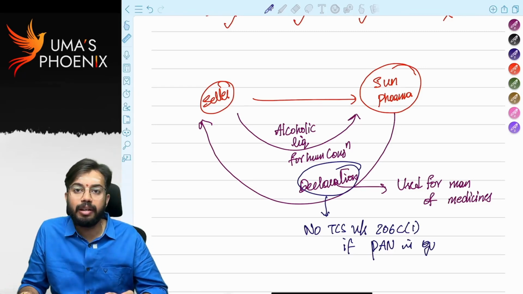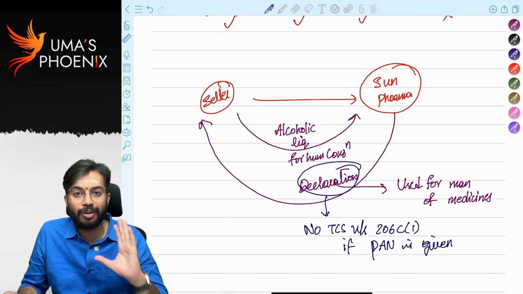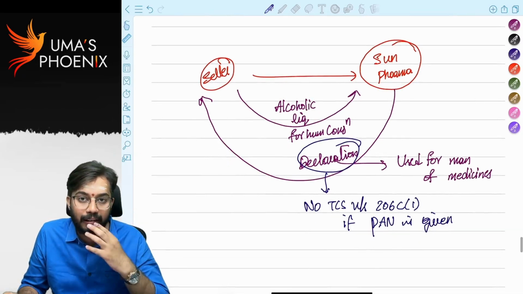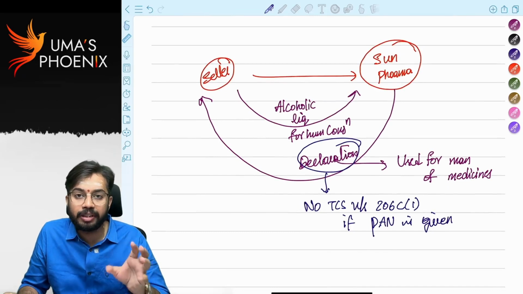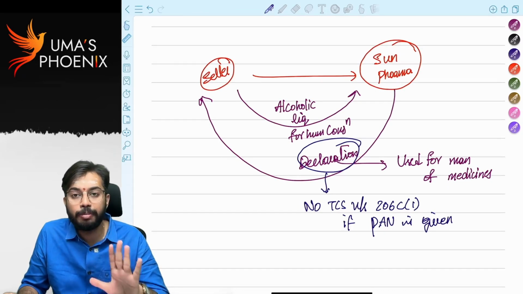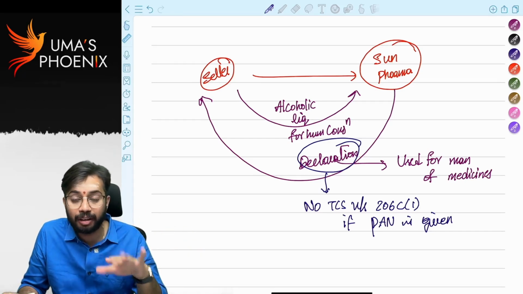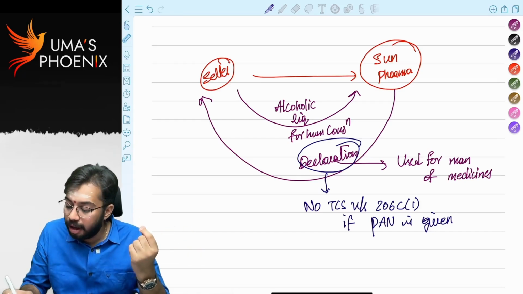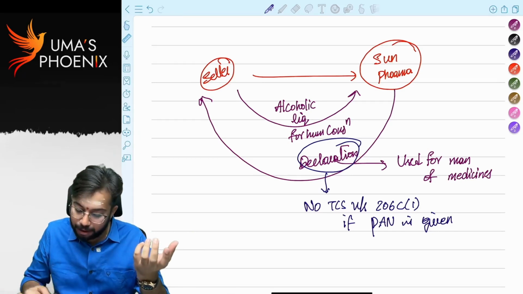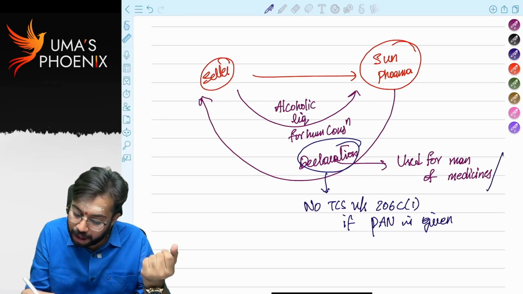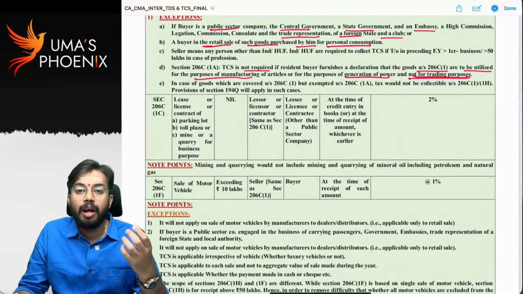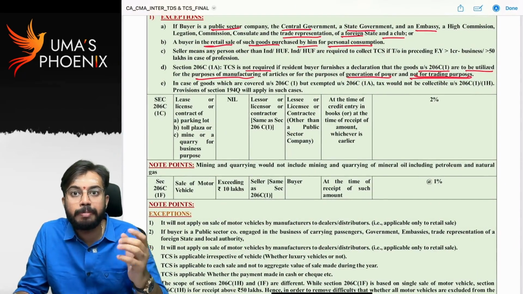Are you able to understand? So very simple. Generally under section 206C1 TCS is required to be collected. But if the buyer gives a declaration that whatever goods purchased are to be used exclusively for the manufacturing of an article or thing, or for the purpose of production of power, or for the purpose of generation of power. Let's say an electricity manufacturing company is purchasing coal.